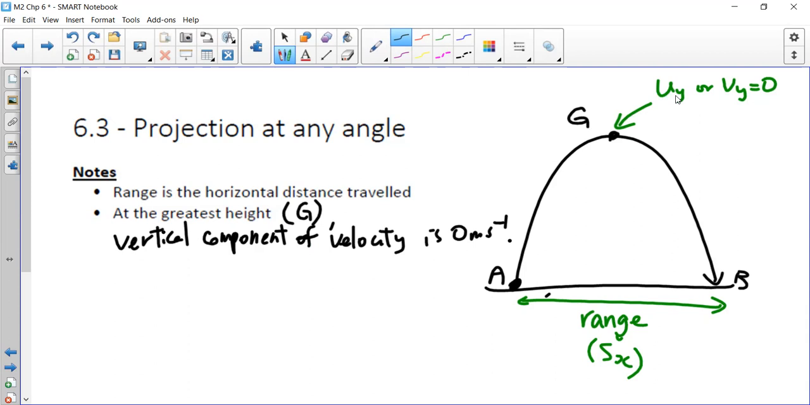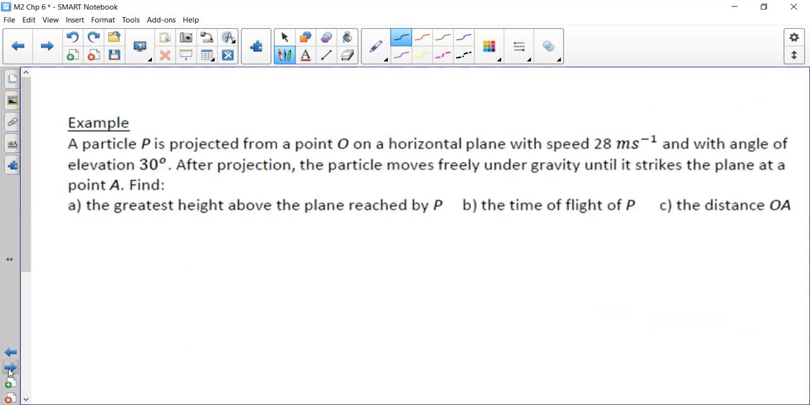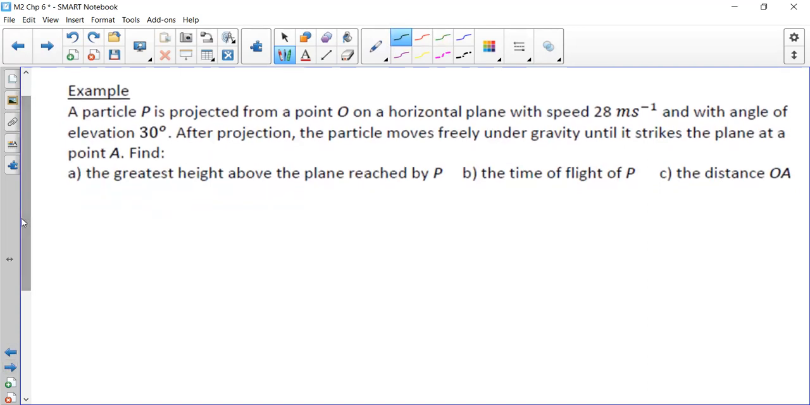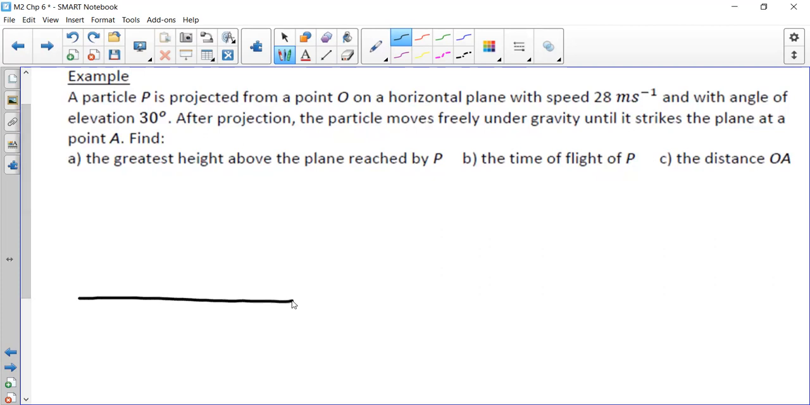Next, let's have a look at an example. We're going to use double SUVAT today, a lot of double SUVAT. A particle P is projected from a point O on a horizontal plane with speed 28 meters per second. So let's draw a diagram. Speed 28 meters per second, that way. Our speed is not velocity; the speed follows the direction of the motion, with an angle of elevation of 30 degrees. After projection, the particle moves freely under gravity and it hits the plane at point A. So that's O, and that's point A.